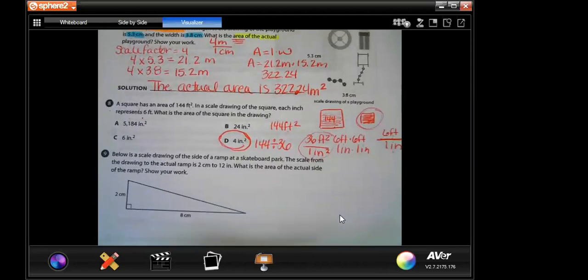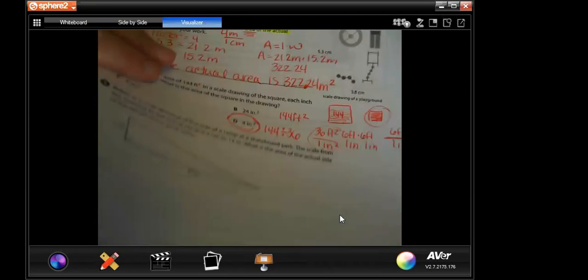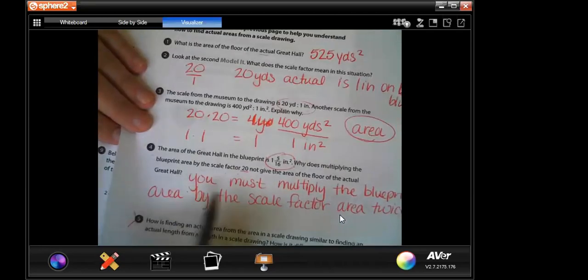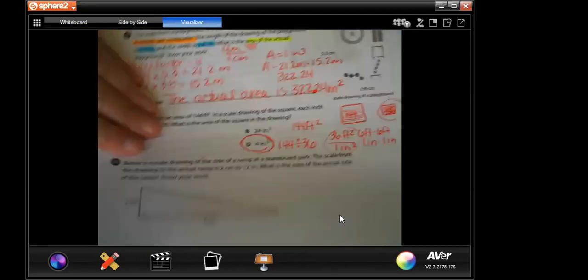Okay, so this problem right here is very similar to what we talked about on number 4, about multiplying the scale factor twice.